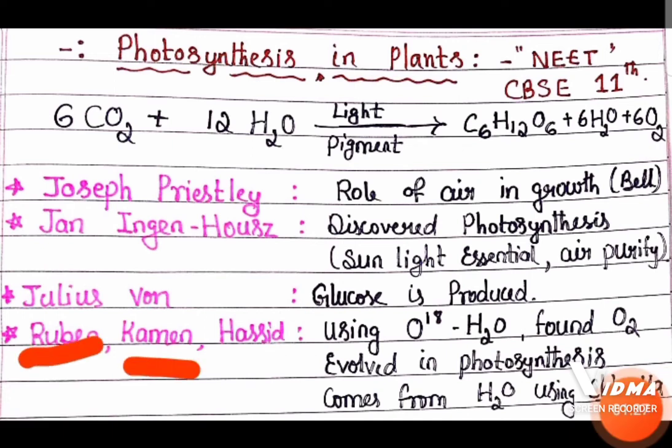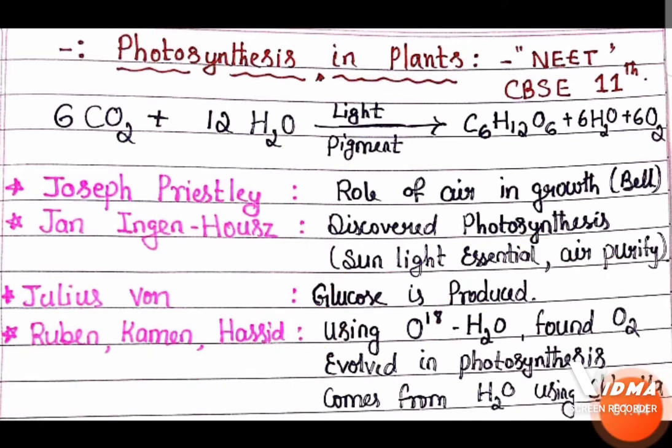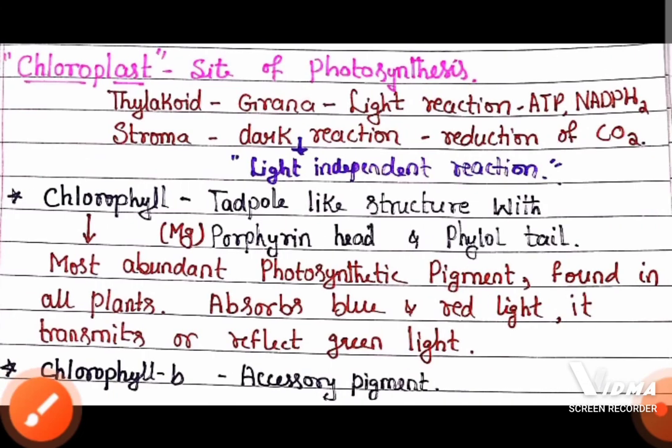Ruben, Kamen and Hassid used O18 radioactive oxygen water and found that the oxygen evolved in photosynthesis comes from water. They conducted this experiment on Chlorella, a green alga.